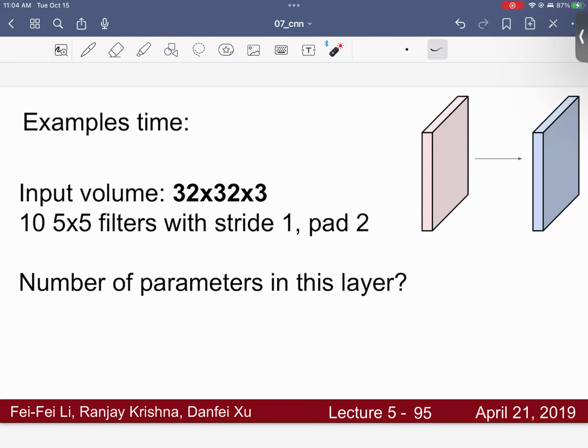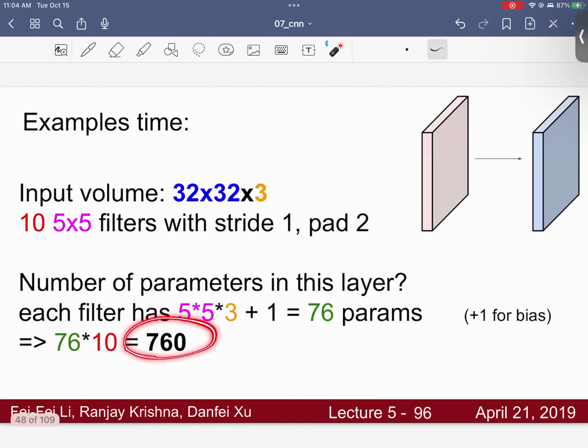So it would be what? There are 10 filters, so it would be 10 bias variables. The 10 bias parameters. So it will be 760. Am I right? Yep, 760. So again, if you don't know what's going on, you can raise your hand.